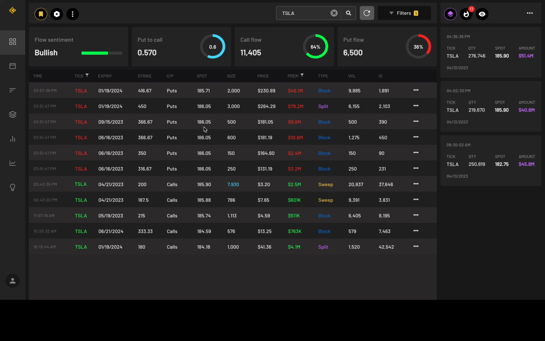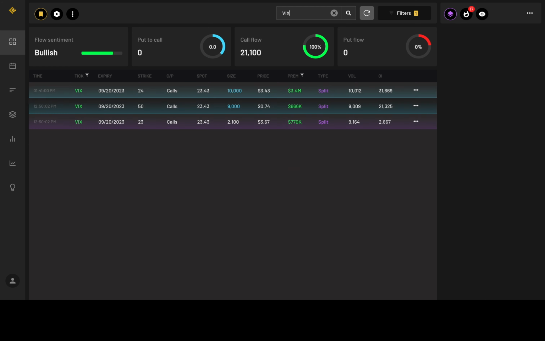All right, they entered around 186. So it's not a lot of these orders, but when I see a lot of big orders like this one, 79.2 million in premium, 450 strike price, January 19, I expect a big move. But we didn't see a lot of it with Tesla, so maybe we won't get a big move. But when we get a lot, usually there's a big move. VIX, 100% into calls. All right.